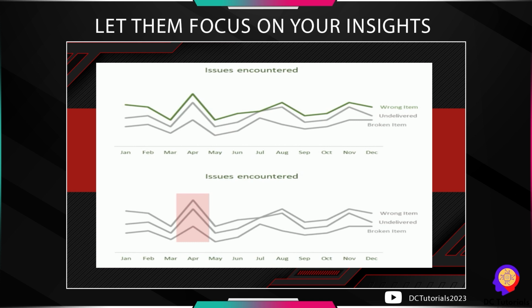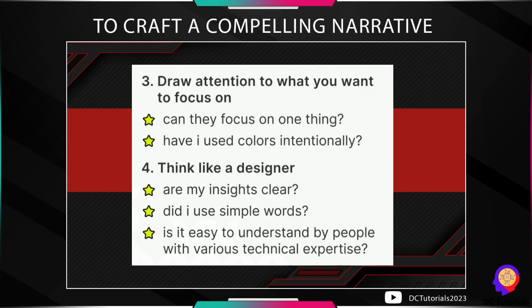While on the other hand, on the right, all lines are grayed out and the month of April is enclosed in a red space. Maybe here April is the peak of operations and it has to be highlighted. Or maybe it has the highest issues across all months and they have to focus on this. So this is how we use colors in our charts. Make your insights visible. Fourth tip, think like a designer.